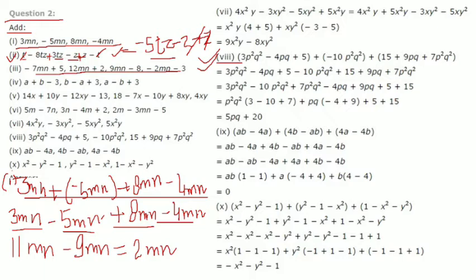3p square q square minus 4pq plus 5 is under the bracket, the first part. The second one is under the bracket, and the third one is under the bracket. So plus and plus will make no change under the bracket sign. So 3p square q square minus 4pq plus 5, I have copied here. Minus 10p square q square plus 15 is the other part. 9pq is here and 7p square q square is here.